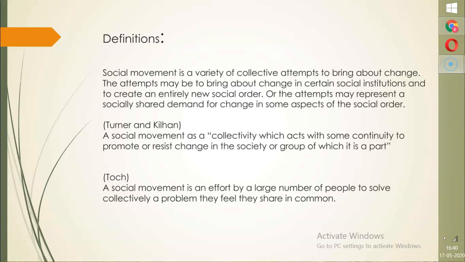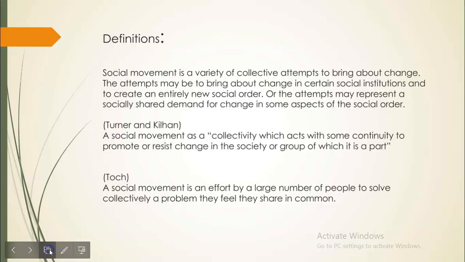Secondly, now let us look at the first definition. It says that a social movement is a collectivity which acts with some continuity to promote or resist change in society or group of which it is a part. So there is a twist. In the first definition, there is a twist, and you can see that to promote or resist change. The social movement doesn't necessarily have to be waged to demand change. It may also be waged to resist change. So social movement may either want a change or it may want to prevent a change. So that is very interesting, and we'll see in the next two features about this.